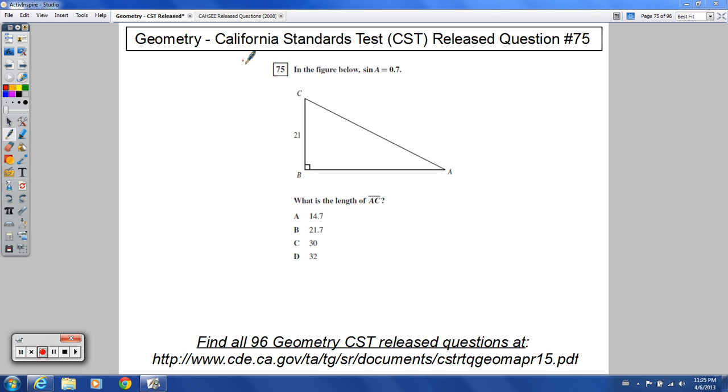Welcome to Geometry CST release question number 75. It says in the figure below, sine of A is 0.7, and we're trying to figure out what is the length of AC. So we're talking about this angle right here, and we're saying that the sine of A is 0.7.